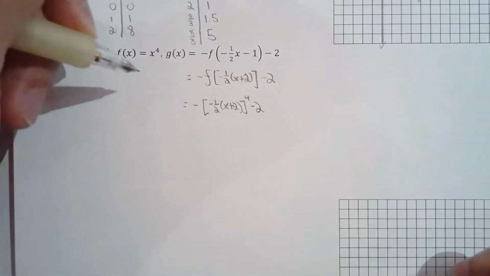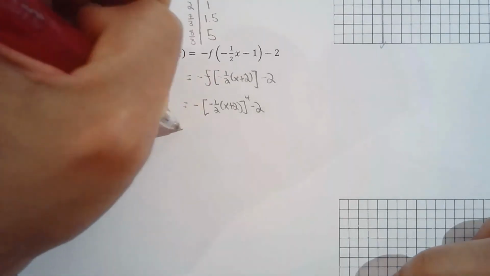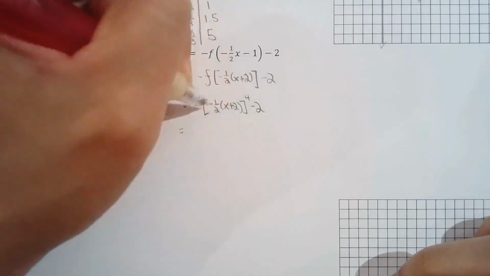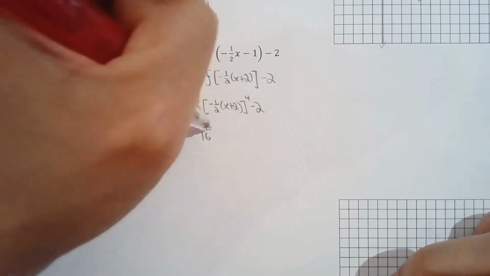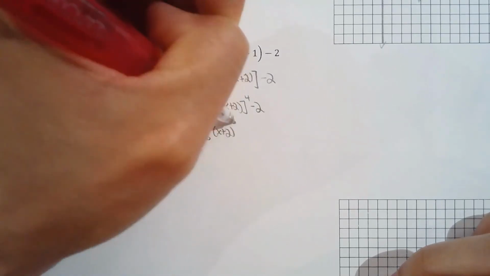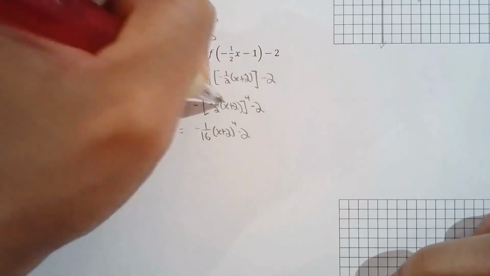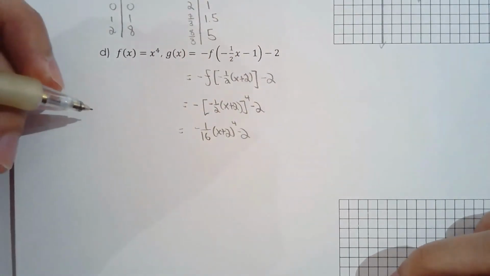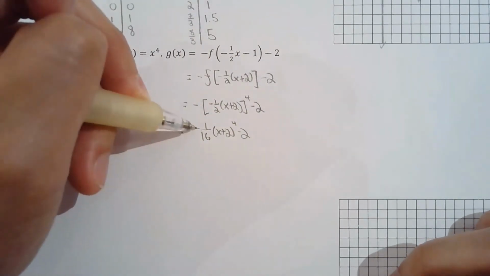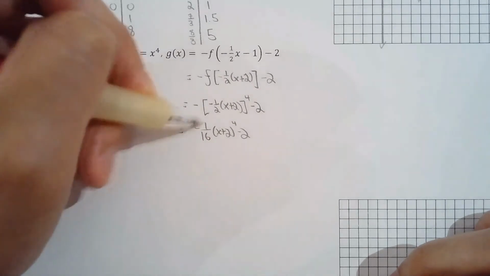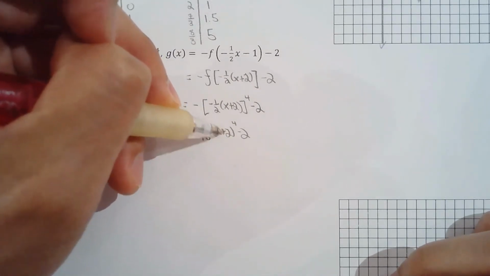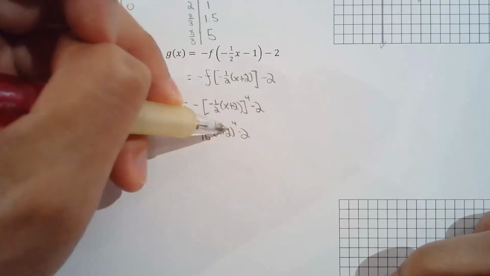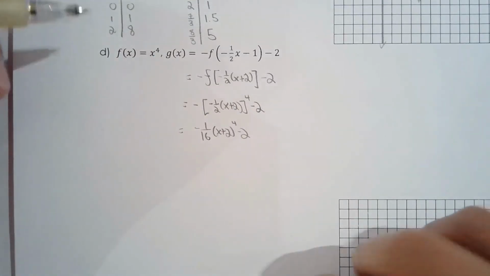There's another way I can transform f of x to get g of x. So what I'm going to do is just simplify this algebraically. This is a 1 over 16. So instead of doing 5 transformations, I'm just going to do 4. Because 1 for the reflection, 1 for the vertical stretch, and then a horizontal and a vertical translation.